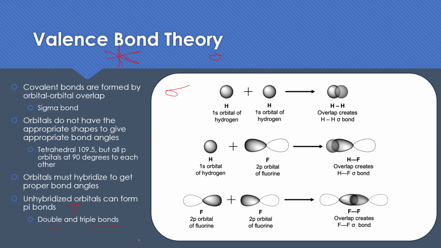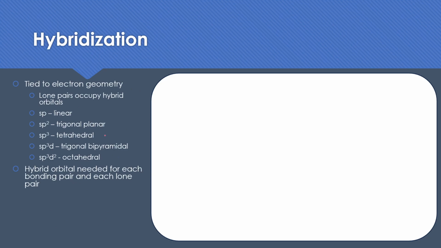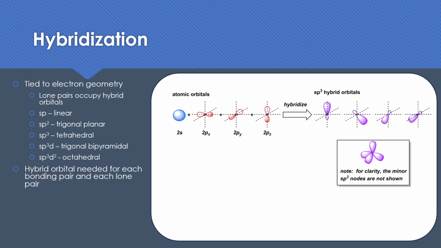So let's look at this a little closer. Hybridization itself is tied to the electron geometry. So basically what you do is you decide what you need. Lone pairs go into hybrid orbitals and sigma bonds are hybrid orbitals. So you take your orbitals and you hybridize them into equivalent orbitals. I like to think of it as a blender.